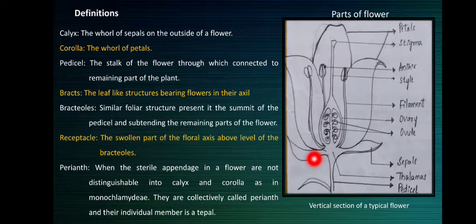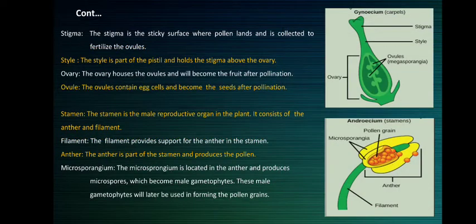Perianth: when the sterile appendages in a flower are not distinguishable into calyx and corolla, as in monochlamydeae, they are collectively called perianth, and their individual member is a tepal. The stigma is the sticky surface where pollen lands and is collected to fertilize the ovule. The style is a part of the pistil and holds the stigma above the ovary.